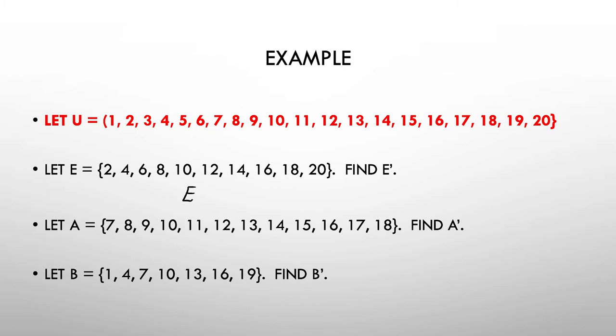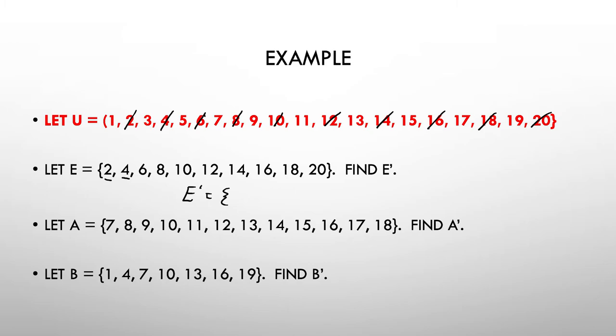All right, so the easiest way to do the complement is to do a comparison between your set and the original set. So set E, for example, contains the element 2. So I'm going to go to my universal set and I'm going to mark 2 off. My set E contains the element 4. So I'm going to mark off 4. And I'm going to continue doing that until I've marked off everything that is in set E. So I'm going to mark off 6, 8, 10, 12, 14, 16, 18, and 20.